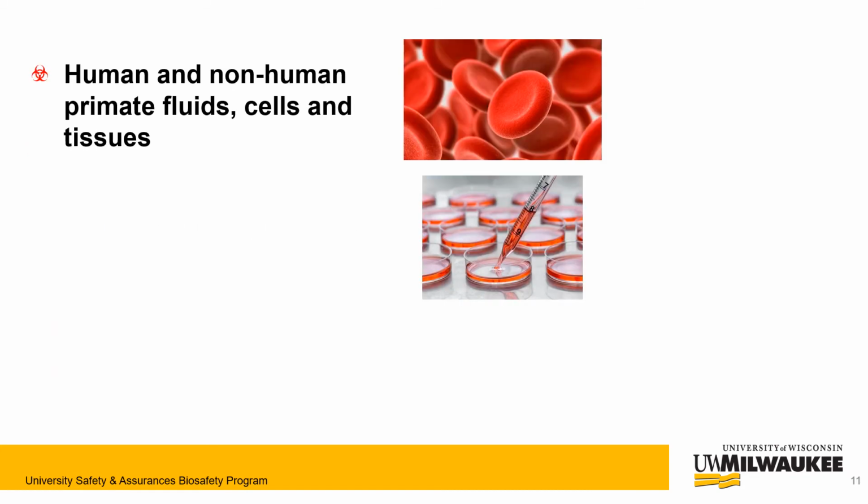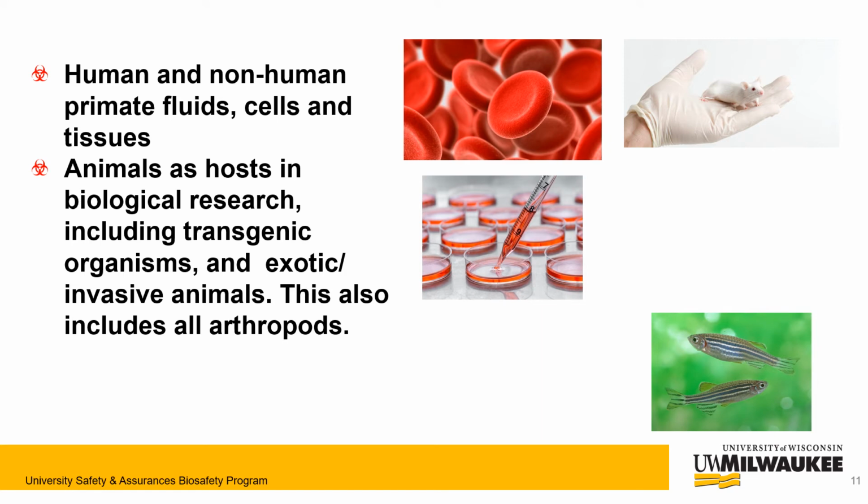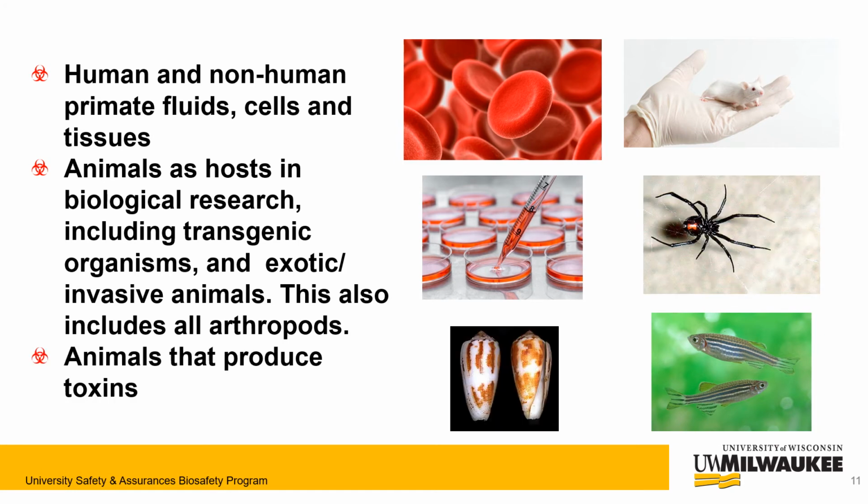Besides microbiological agents, human and non-human primate cells, fluids, and tissues are considered biohazards, including cell lines and human blood samples. Animals that are used in biological research, such as rodents for disease models or use of transgenic organisms, are also handled as biohazards. This also includes all arthropods. If it belongs to the kingdom Animalia and you plan on manipulating it or infecting it, it becomes a biological hazard. Shown here is a lab mouse and zebrafish, two commonly used animal models in research.